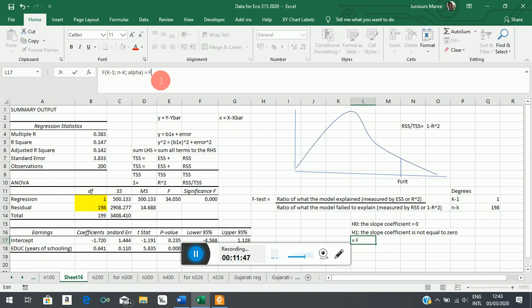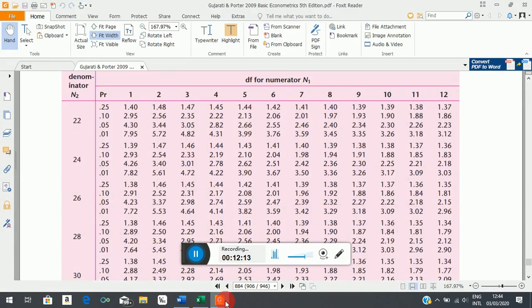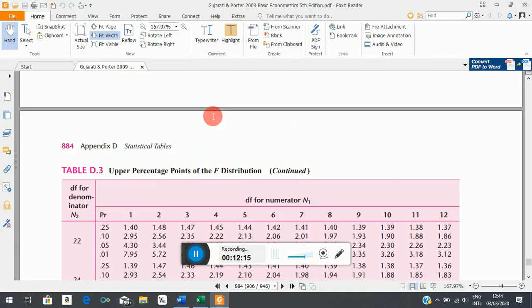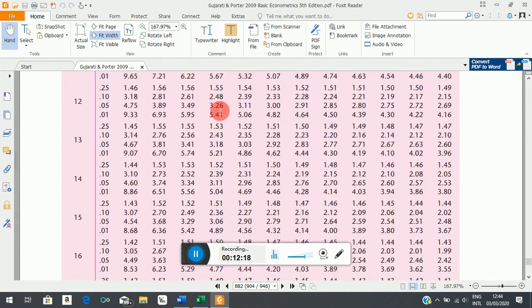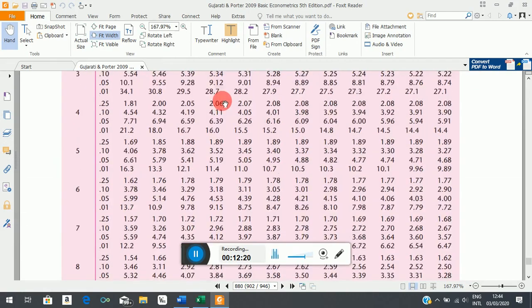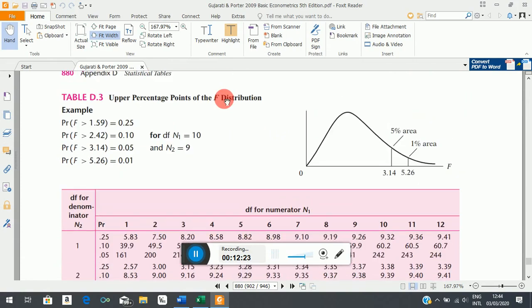Now, entering the values we have, we see the numerator degrees of freedom is 1. The denominator degrees of freedom is 198. And let's say we're doing this at 5%, so our alpha is 0.05. You close. This should give you some answer from the table. Now your F table is like this. Let me just explain it a little bit. It's a very, very long table. You should be able to interpret it.